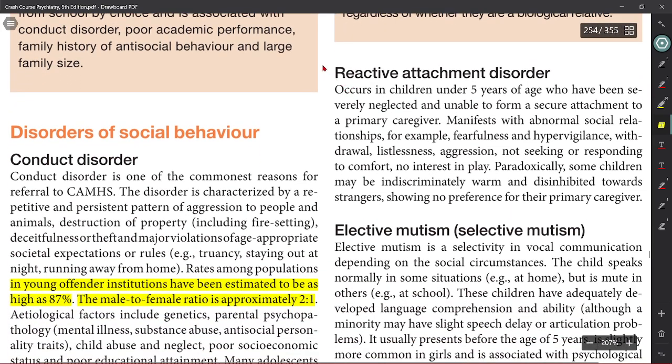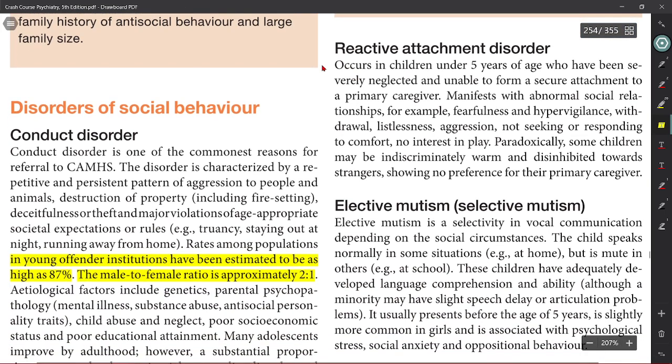Reactive attachment disorder. Reactive attachment disorder occurs in children under 5 years of age who have been severely neglected and unable to form a secure attachment to a primary caregiver. It manifests with abnormal social relationships, for example, fearfulness and hypervigilance, withdrawal, listlessness, aggression, not seeking or responding to comfort, no interest in play. Paradoxically, some children may be indiscriminately warm and disinhibited towards strangers, showing no preference for their primary caregiver.